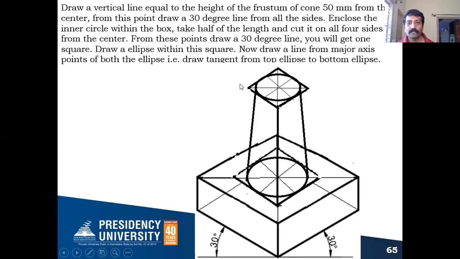From this point you draw a 30-degree line in this direction or parallel to this. From this point you draw a 30-degree line in this direction or parallel to this. From this point you draw a 30-degree line in this direction or parallel to this. If you do this, you are going to get one more smaller square here.